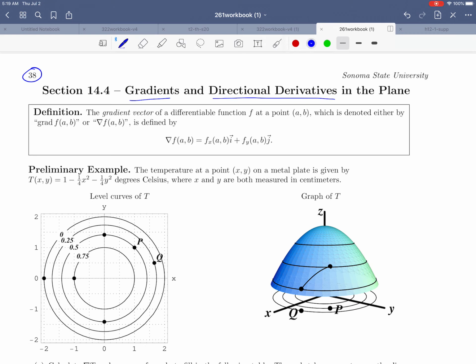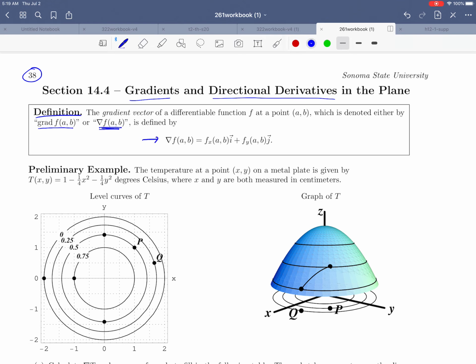So we're going to start with a definition, and the idea of the gradient. Let's read this together. The gradient vector of a differentiable function f at a point a, b, first of all, we have a special notation for it. It's written either grad f of a, b, or like this with the upside down triangle. We'll usually use this notation because it's shorter. I'm just going to read that as gradient of f at the point a, b. And here's how that gradient is defined.